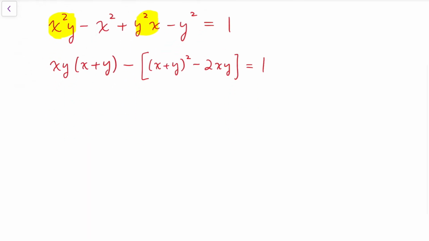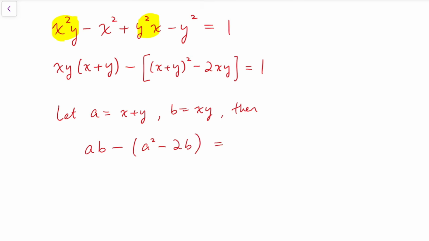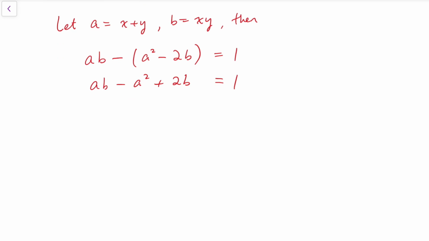Then, at this point, I'm going to rewrite the equation as an equation in terms of a and b by rewriting a equals x plus y and b equals xy, which means ab minus (a squared minus 2b) equals 1. Of course, I can also remove the brackets. Then I'm going to write this equation with b as the subject.